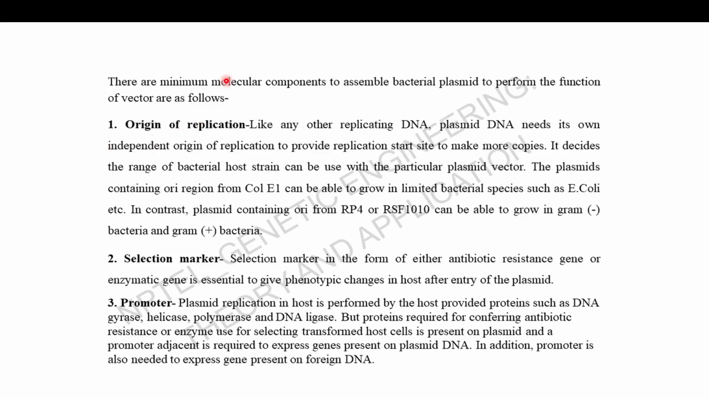Now, a minimal plasmid should have at least a minimum number of features. We talked about a few of them: the selection marker and the multiple cloning site. Then there should be an origin of replication. Like any other replicating DNA, plasmid DNA also needs to produce its copies, so it needs its own independent origin of replication to provide a replication start site to make more copies.